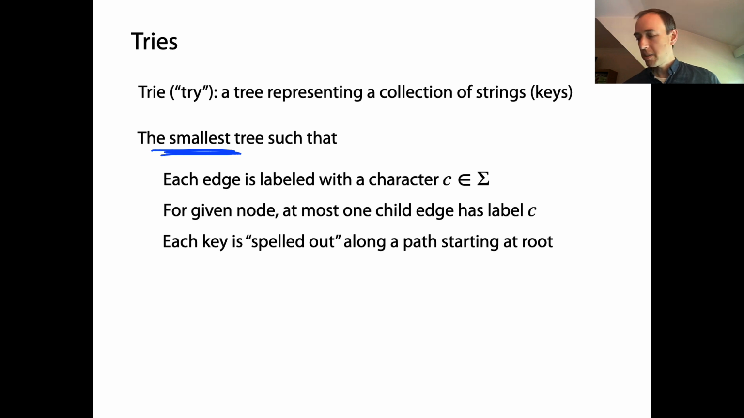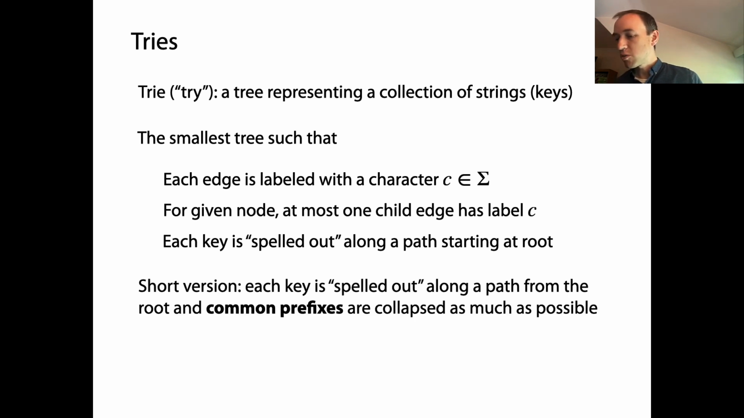Right, the smallest tree. So to put it a little bit more specifically, here's the short version. The short version is just each key is spelled out along some path from the root, and common prefixes are collapsed as much as possible. Right? So this idea of collapsing common prefixes is what we really mean when we say that we want the smallest tree such that those things are true.